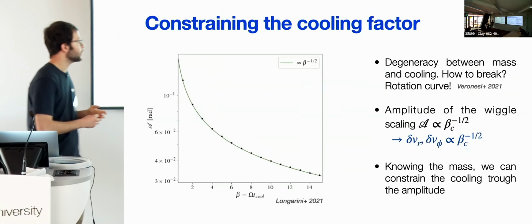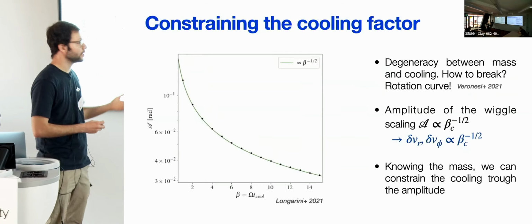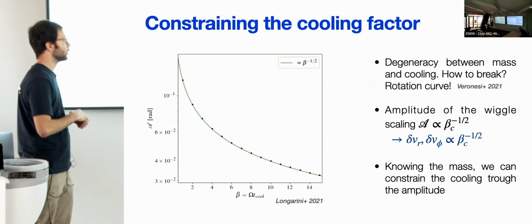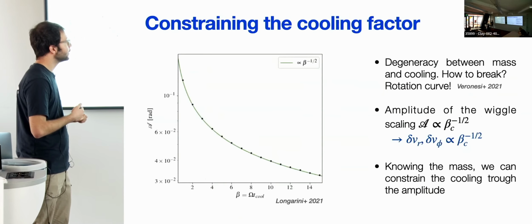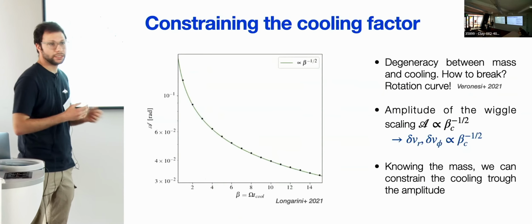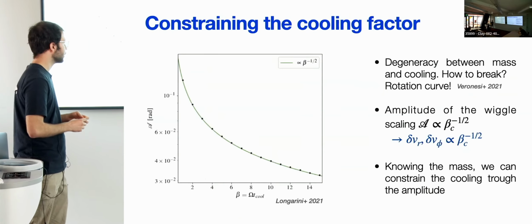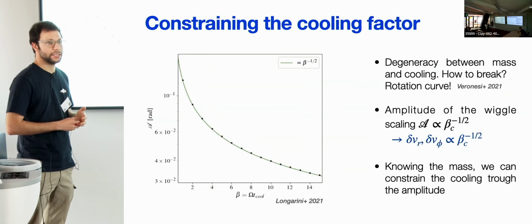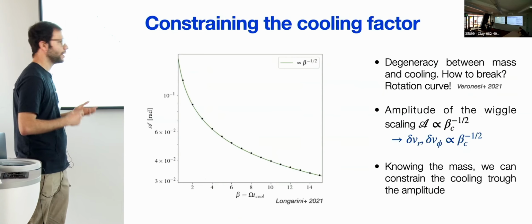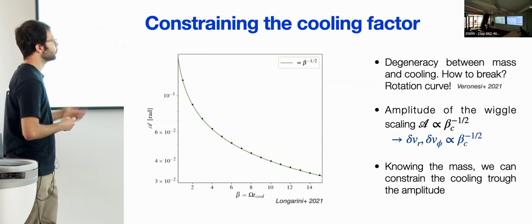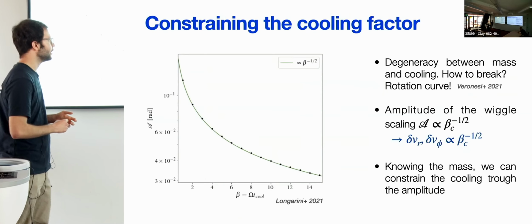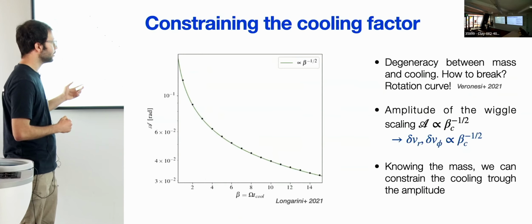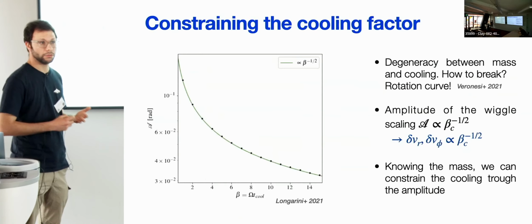And as I was saying before, there is a degeneracy between the disk mass and the cooling, so the angular momentum transfer throughout the disk. If we want to obtain information about this second quantity, so the cooling time, we need to break this degeneracy. Since we are dealing with massive disks, we can use the rotation curve method explained by Benedetta yesterday to obtain a disk mass estimate and then break the degeneracy, obtaining the cooling factor.